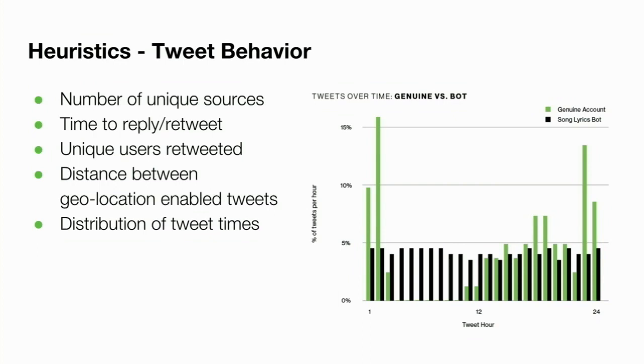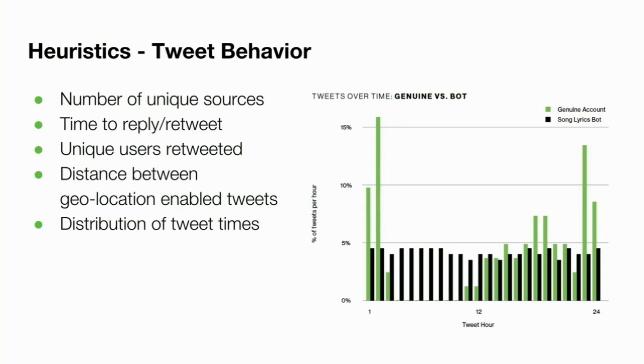Then we also looked at the distance between geolocation-enabled tweets. We were thinking that we would find some accounts that are tweeting from locations in really rapid manners, where they would maybe have to travel at light speed to get from location to location. The one problem with this particular dimension is that it's pretty sparse, and not a lot of people have geolocation enabled for all of their tweets.